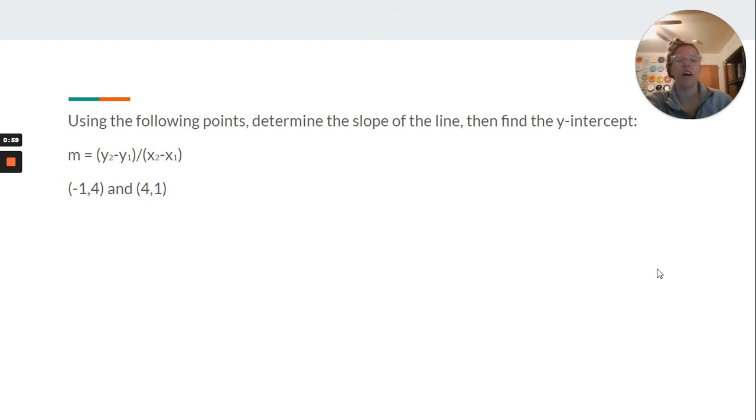So now it says, using the following points, determine the slope of the line, then find the y-intercept. So using this formula, m equals y2 minus y1 over x2 minus x1, we would take 1 minus 4 over 4 minus a -1, right? So we end up with -3 on the top, a +5 on the bottom, or a -3/5 for our slope.